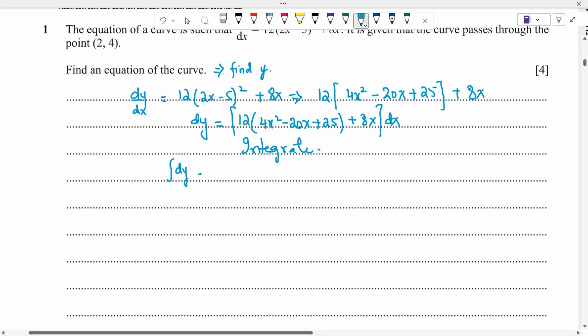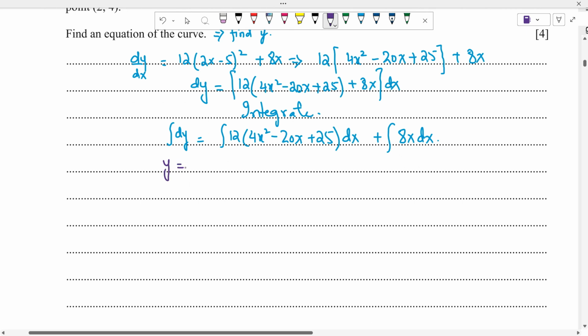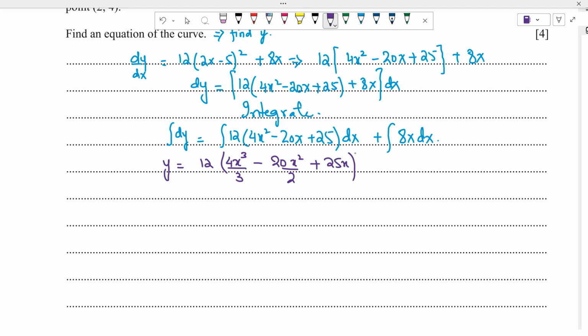Integration of dy is equal to integration of 12 times (4x squared minus 20x plus 25) with respect to dx plus integration of 8x dx, and this will be equal to y. 12 will be a multiple, and integration of 4x squared is 4 times x to the power of 3 over 3, minus 20 times integration of x, which is x squared over 2, plus integration of 25 is 25x, plus 8 times integration of x, which is x squared over 2, and there should be some constant.